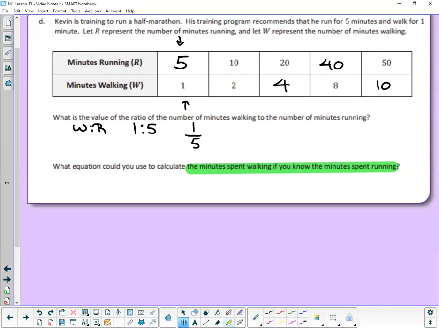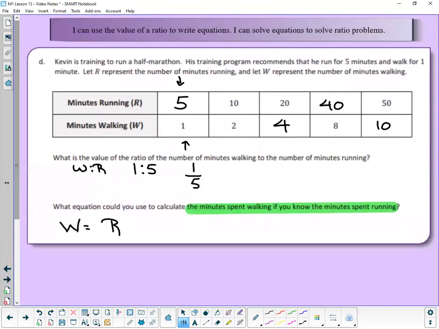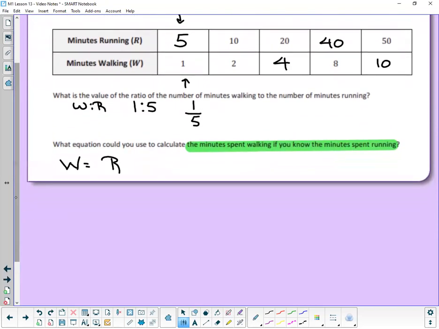All right, so this is what they're asking you to do here. The number of minutes, you need to calculate the number of minutes walking. So this is what I need to figure out. And I know how many minutes I spend running. Interesting. Well, let's see. If I spend 5 minutes running, it looks like I would divide by 5 there. Okay, remember, this is how much you know. This is what you're trying to figure out.